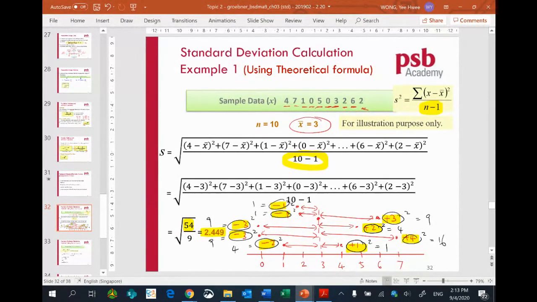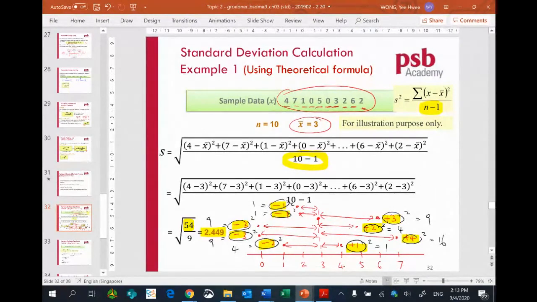Okay, so the average distance, 2.449, means that on average, all these numbers are about 2.449 steps away from 3. I repeat, on average, the 10 data values here are 2.449 steps away from 3. Okay, so that's how you explain standard deviation.